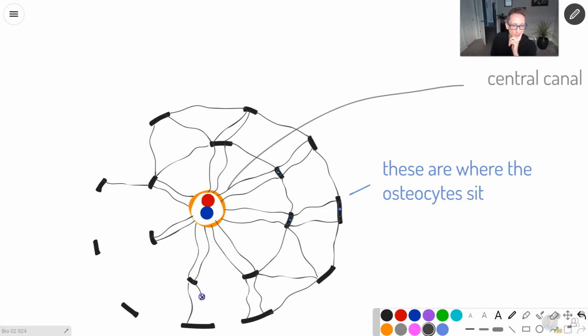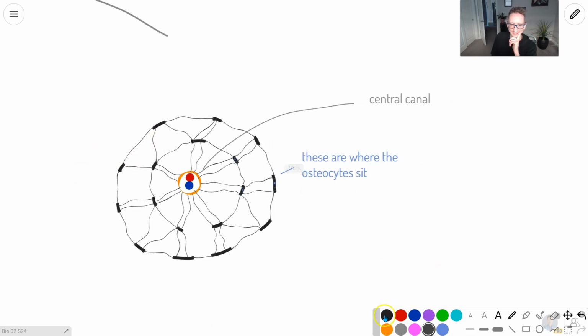Let's make a beautiful structure here. So this whole thing, this whole set of concentric kind of circles surrounding a central canal, it has a special name. And this whole structure is called an osteon. It's like a little subunit of the way your bone's built. So this whole thing is called an osteon. It's a beautiful little structure. Osteon.